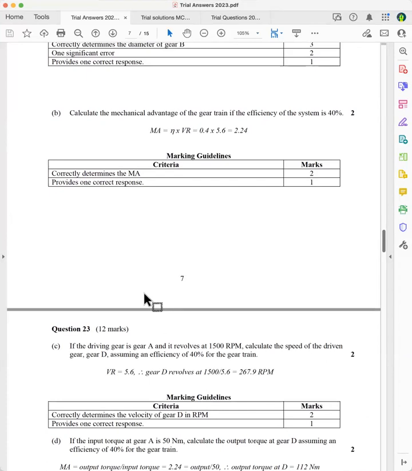So the velocity ratio doesn't vary with efficiency. It's only the mechanical advantage. So that was put in as a bit of a furphy. And you've got to know that mechanical advantage varies with efficiency, whereas velocity ratio doesn't. Just apply it to your bike. Your pedals will go as fast as the wheel always, even though you've got a rusty chain and it's absorbing a lot of energy. So the velocity ratio is 5.6.